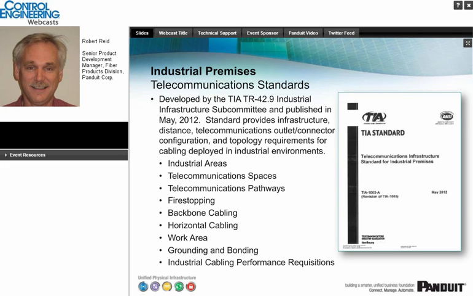The ones that we really want to focus on for this presentation are the telecommunications spaces. So that would be, as an example, a telecommunication room, the telecommunication pathways, the backbone cabling, which is typically fiber in an enterprise, the horizontal cabling, which is typically copper in an enterprise, and the cabling performance requirements that really aren't espoused in this standard, but they refer to other standards in TIA where you would pull out the performance requirements on fiber cable components as an example.